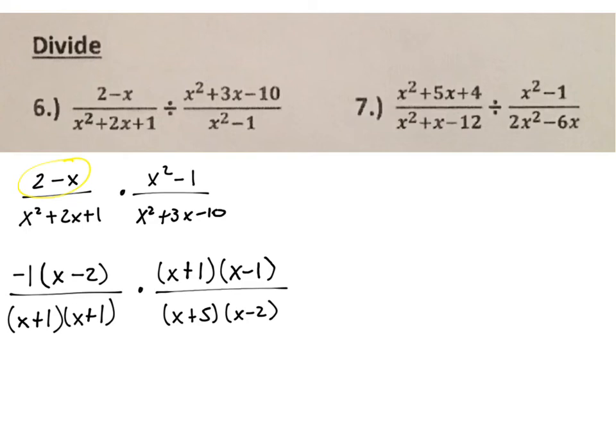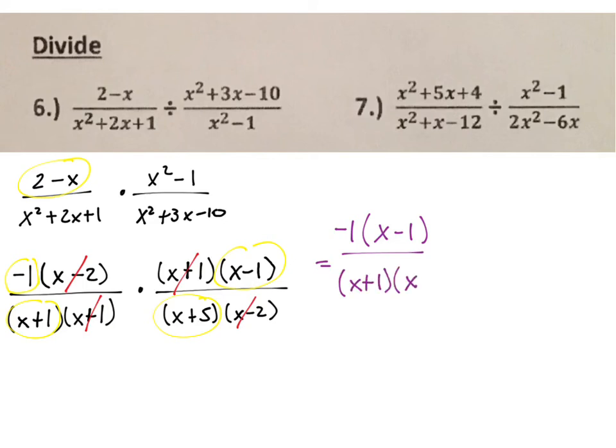So now we just need to see what cancels. Well, x minus 2, and positive 1, positive 1. And so we have the negative 1, the x minus 1, the x plus 1, and the x plus 5 left over. So that means our answer looks like this: negative 1 times x minus 1 over x plus 1, x plus 5.